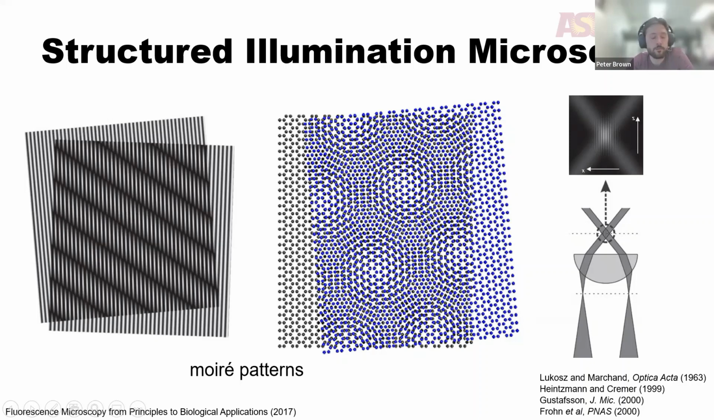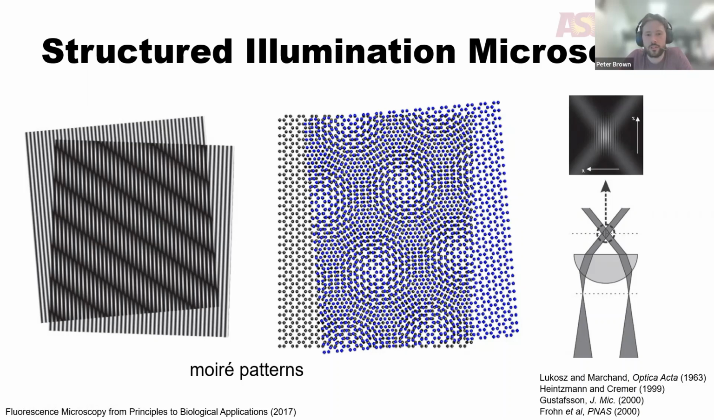This effect is referred to as the Moiré effect, and it's an example of frequency mixing where we're looking at the difference between the dominant frequencies in these two patterns here. This is the essence of SIM.